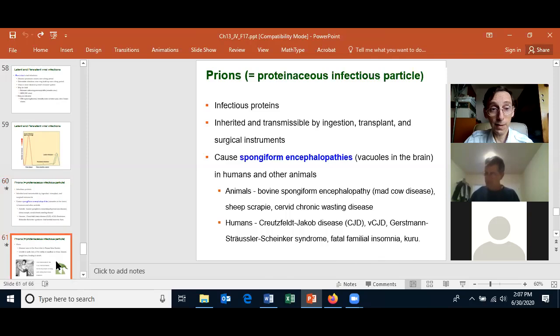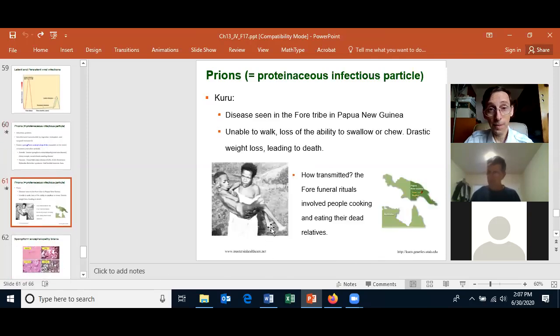Kuru was another example of that, where the people of the Fore tribe of Papua New Guinea, in their funeral ritual, they consume the bodies of the dead, meaning dead family members, and when they're eating the brains, it led to them getting prions, and so they were getting prion disease, which was called Kuru.